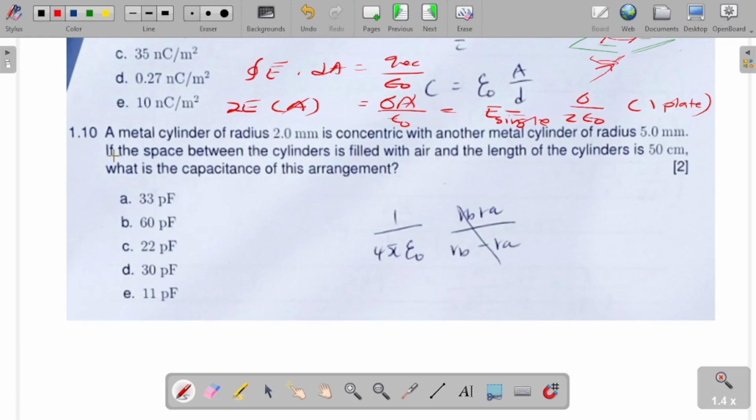Now, for 1.10, a metal cylinder of radius 2 mm is concentric with another metal cylinder. So you have a metal cylinder concentric with another metal cylinder. Concentric means they are doing this one inside the other. And then one has the radius 2 mm and the other has 5 mm. If the space between the cylinders is filled with air and the length of the cylinders is 50 centimeters, what is the capacitance of this arrangement?